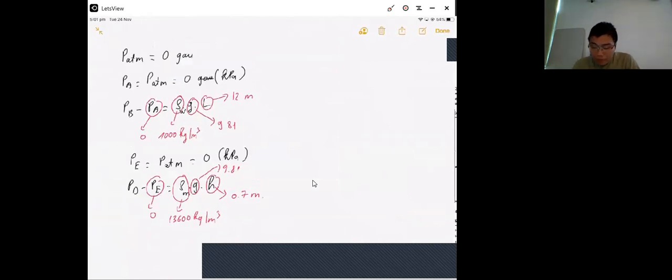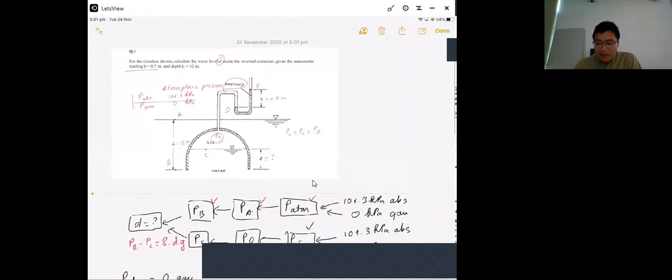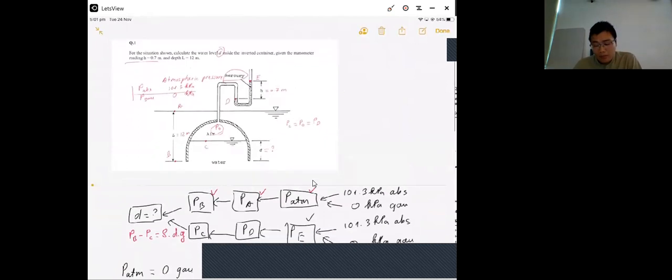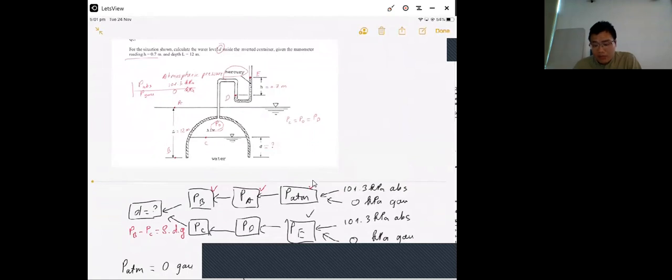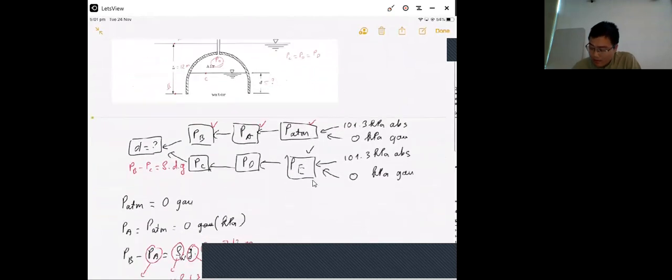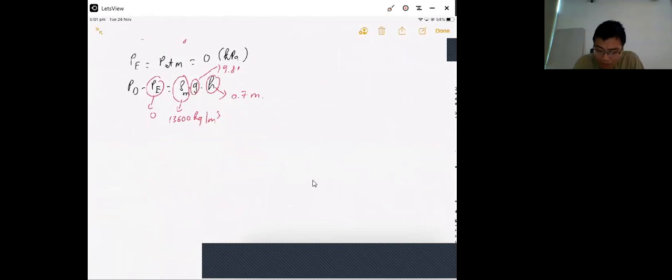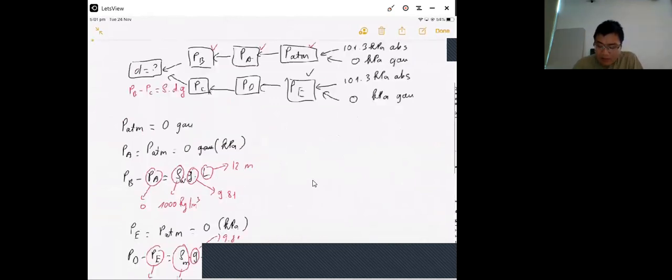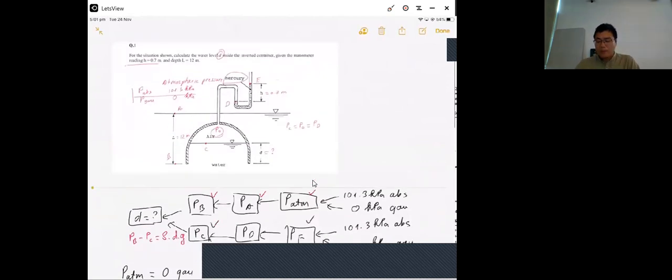And PD is equal to PC, because it is the pressure inside the container. So you have PC equal to PD. PC you have, PD you have. Now, based on this equation, we find the distance between B and C.